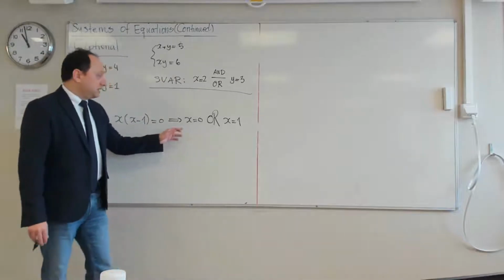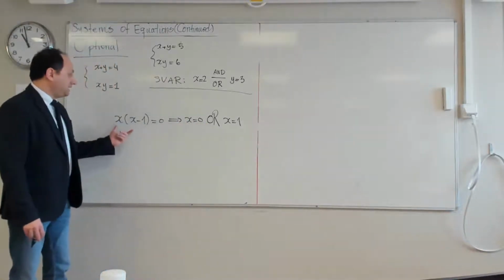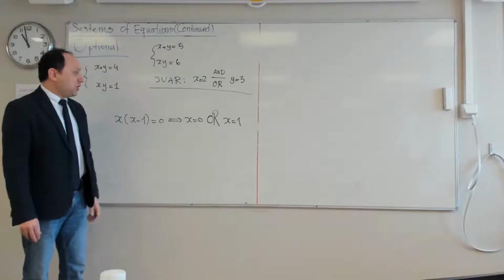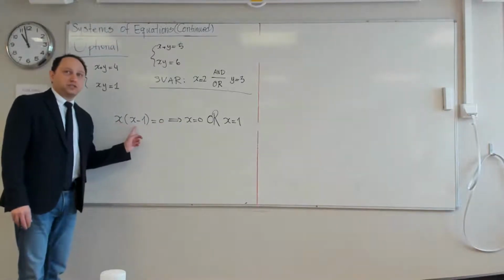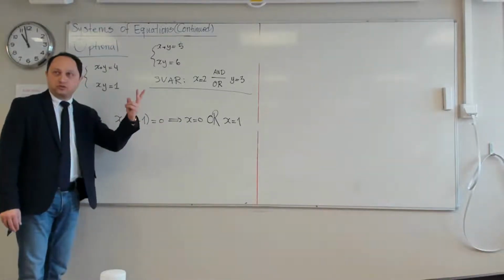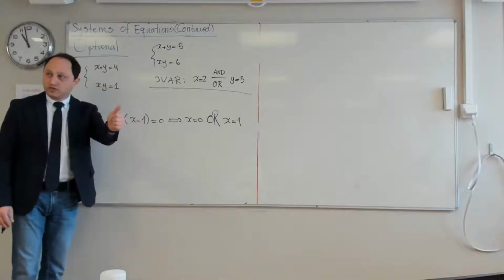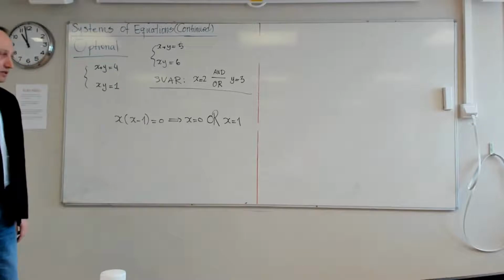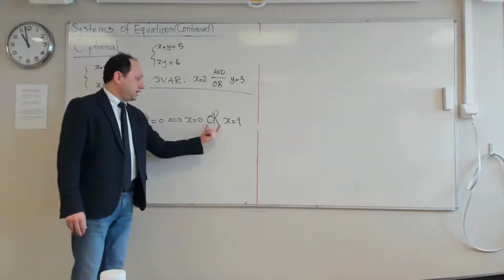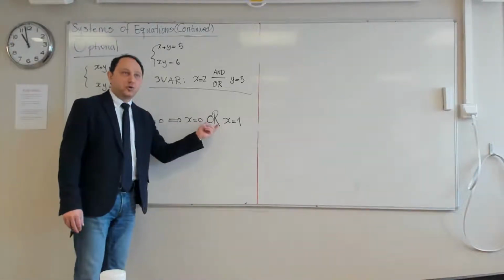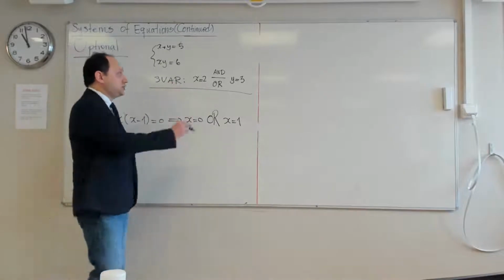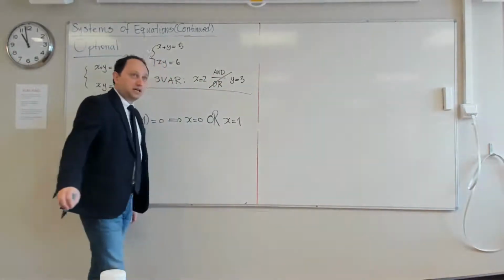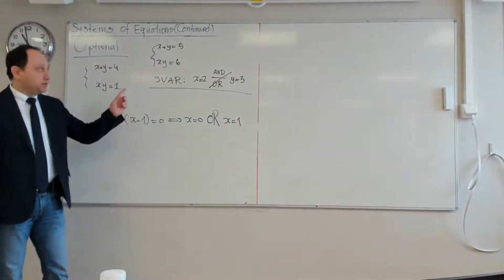So you cannot say "and," because if I ask you how many solutions there are for this equation, you say there are 2 solutions. One of them is x equal to 0, one of them is x equal to 1, but they cannot happen simultaneously. So the connective between these 2 statements is "or," but the connective between these 2 statements is "and." Be careful about this point first.